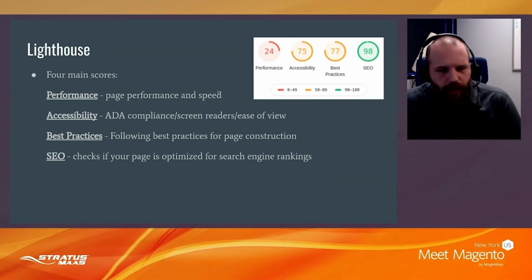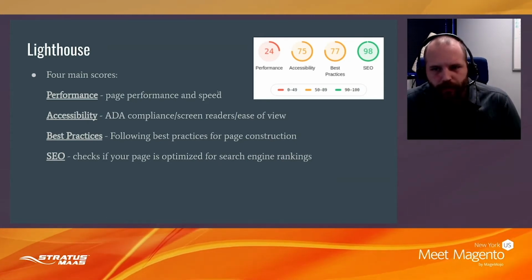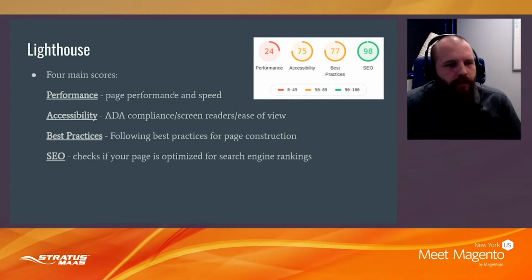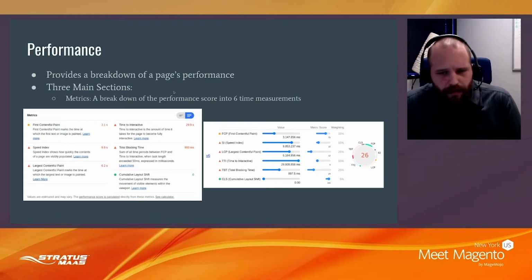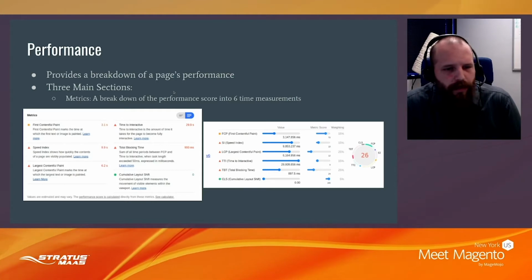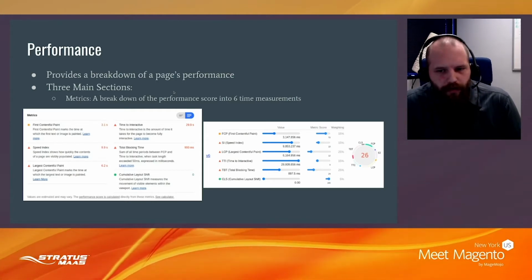And SEO is checking how optimized your site is for search engines like Google and Bing. So let's work through each of those individually. Performance gives you 3 main sections. First one is metrics. You see this section on your page speed scores as well. So these 6 numbers are what break down and actually create the score.